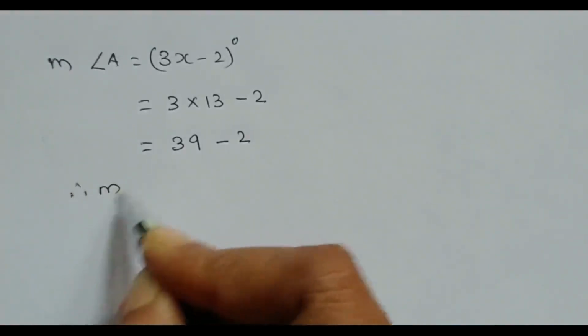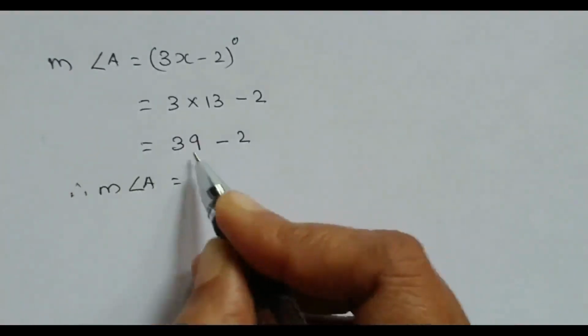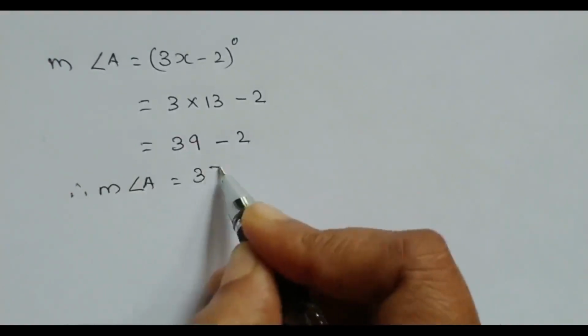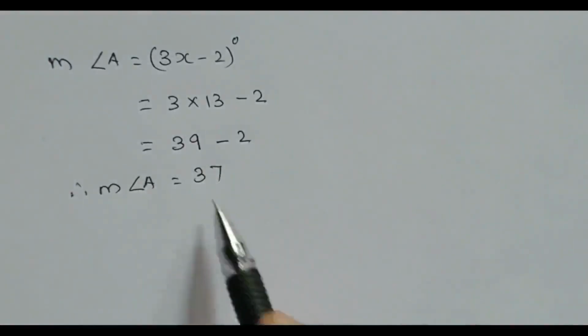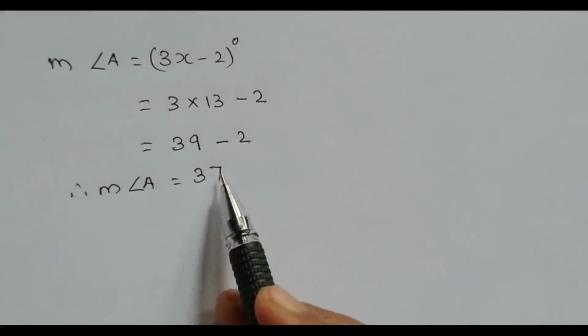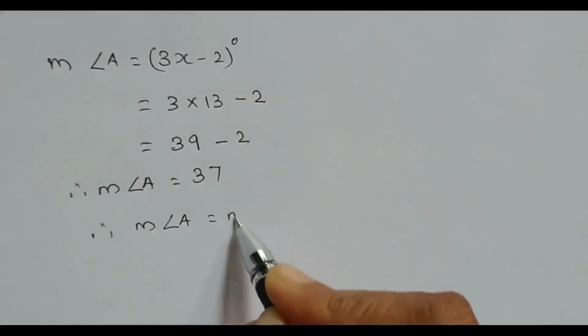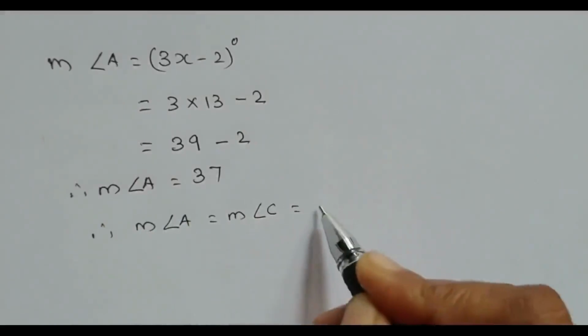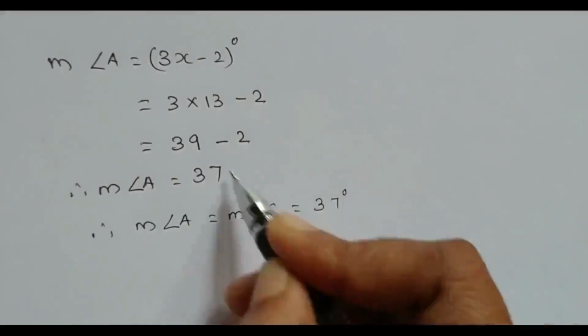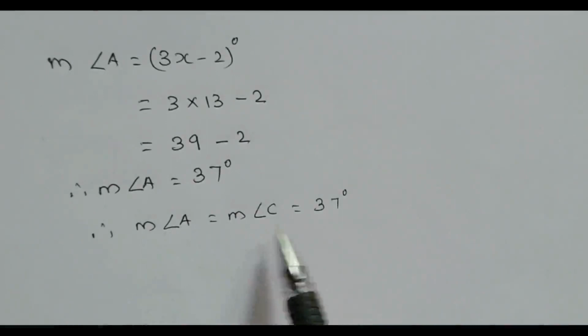Therefore, measure angle A is equal to 39 minus 2, which is 37. So measure angle A is 37. Therefore, measure angle A is equal to measure angle C is equal to 37 degrees, because angle A and angle C are congruent.